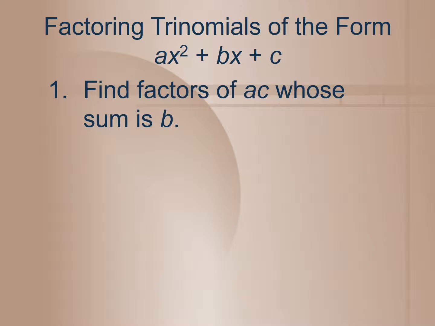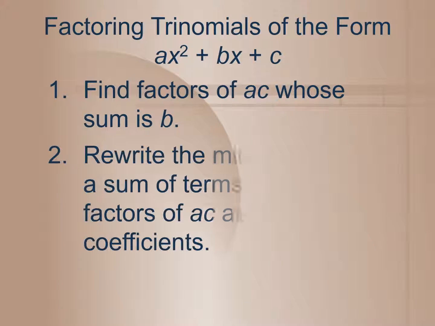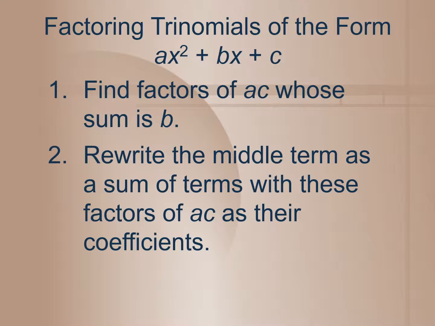So here are your steps to factor trinomials in the form of ax squared plus bx plus c. You first find the factors of a, which is in front of x squared, times c, which is your last term, that add up to b, which is the number in front of x. Once you do that, you're going to rewrite this middle term as the sum of terms with these factors, like the factors you got in step 1.